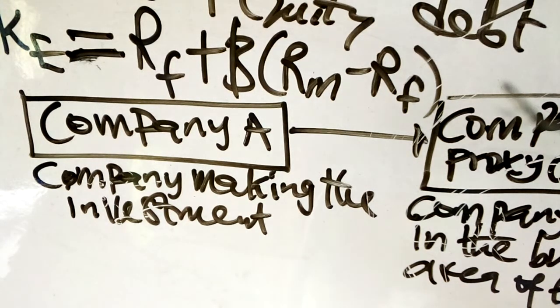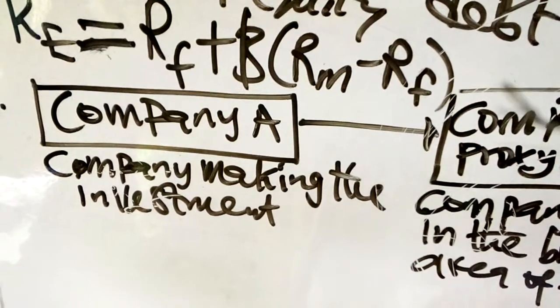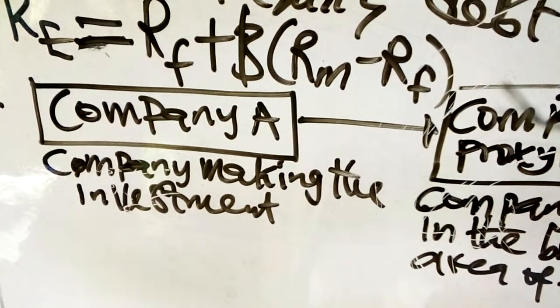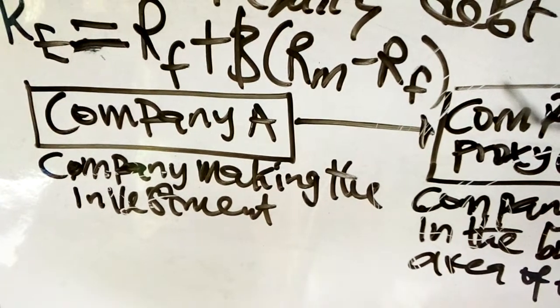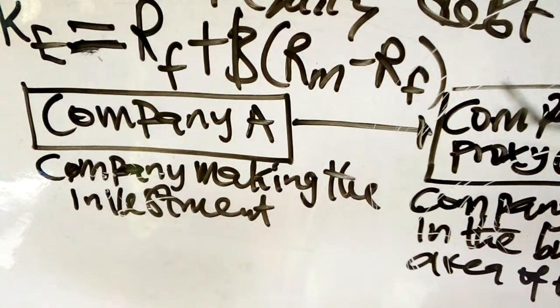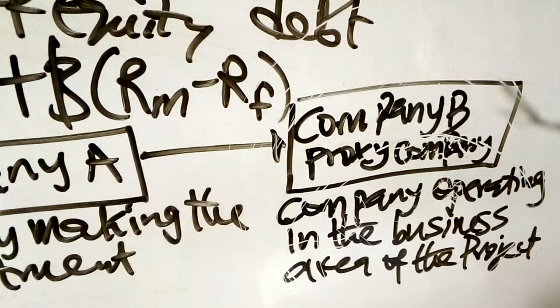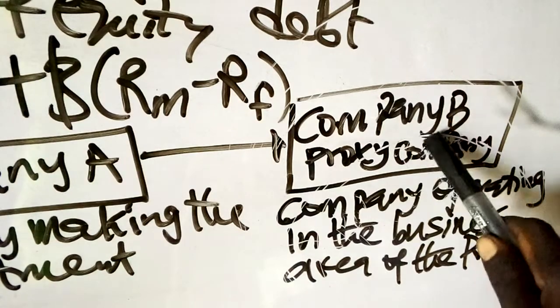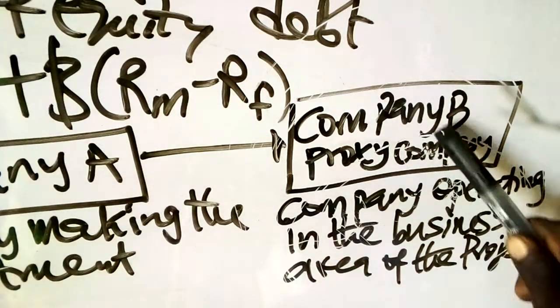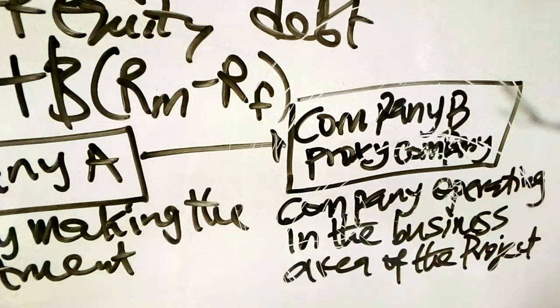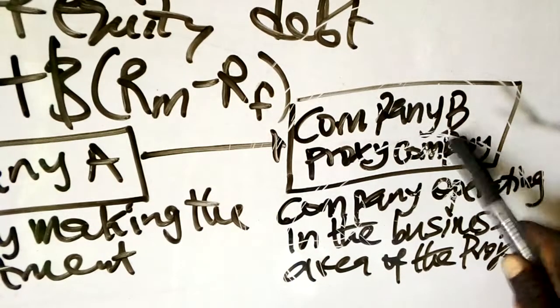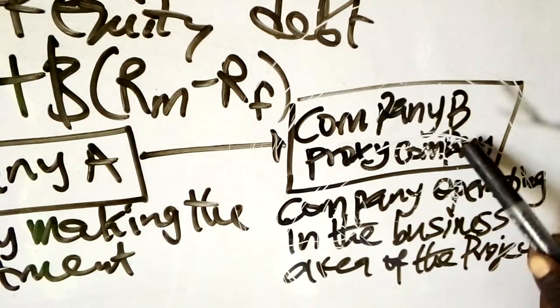This asset beta, since company A and company B have different risk, you will need the asset beta of company B, which reflects the correct systematic risk of the business area that the project relates to. It is the asset beta that reflects the correct systematic risk of company B. If not given, you will need to degear the given equity beta. That is, if you are not given the asset beta of company B, then you will need to degear it.